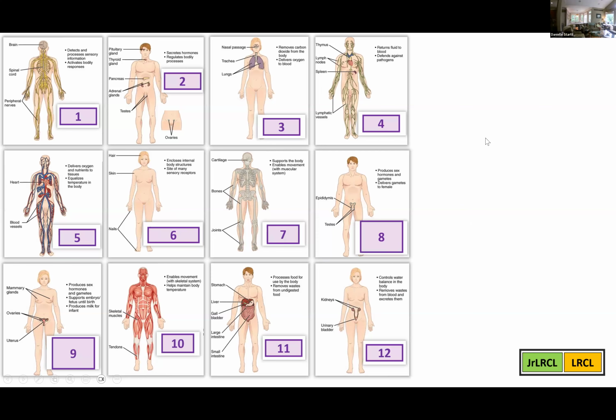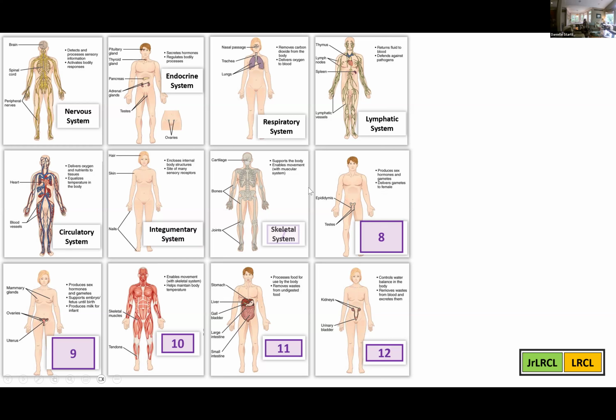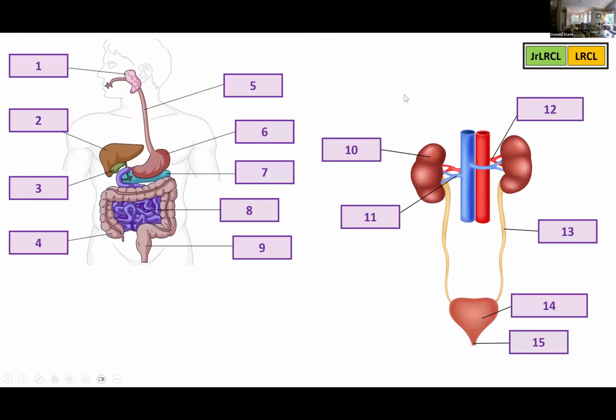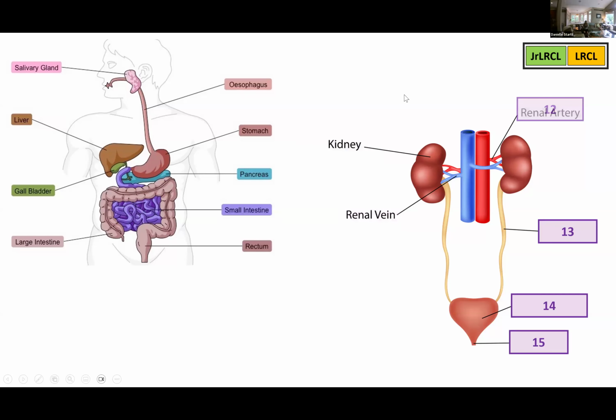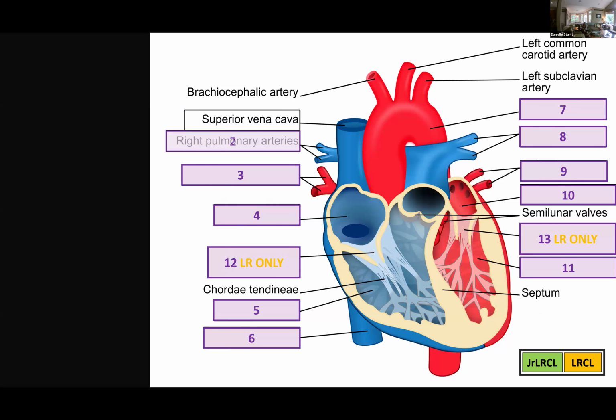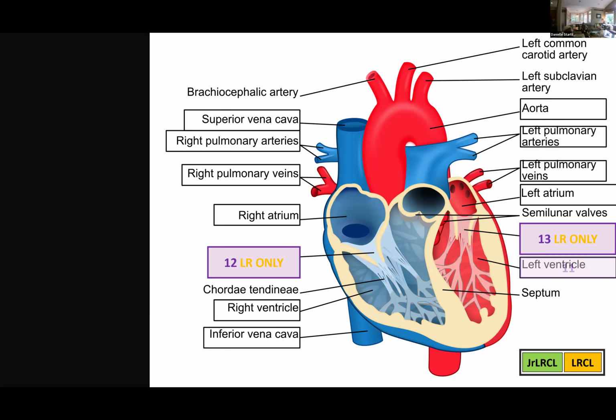Okay, be sure you can do these. So you've got nervous system, endocrine, respiratory, lymphatic, circulatory, integumentary, skeletal, male reproductive, female reproductive, muscular, digestive, and excretory. Don't write urinary, write excretory. Be sure that you can label this correctly and this correctly. Lots of things to label. Okay, be sure you really study your diagrams. Be sure you study this diagram and you really know how to do it, right?